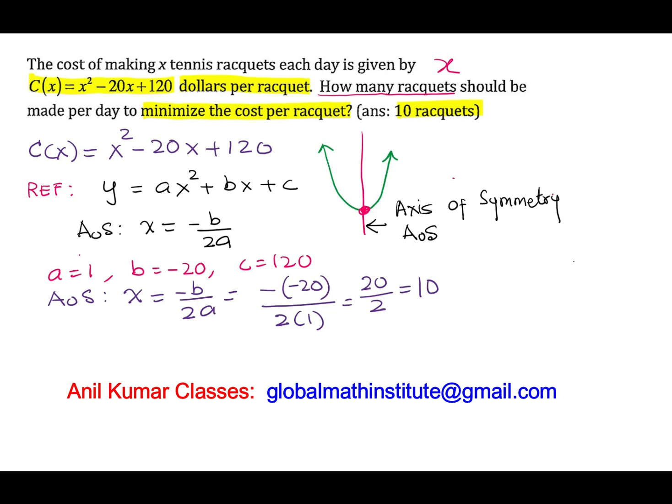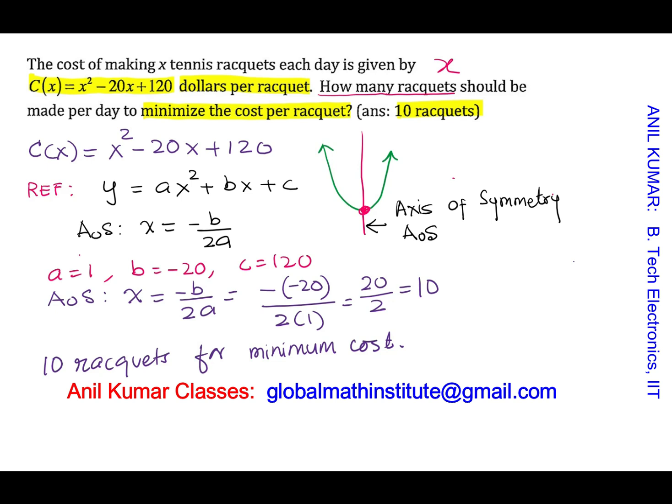So for minimum cost, we have to produce 10 rackets. Clear? So that is how we should be answering this question. This is one way. The second way is to complete the square, which we are not going to do in this particular case, but you can apply that.